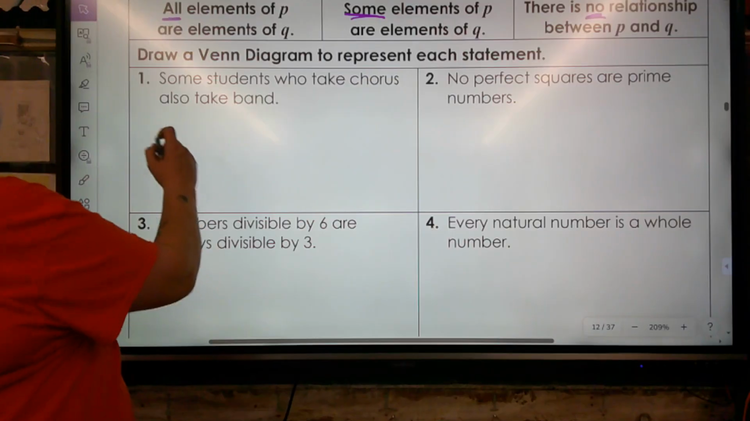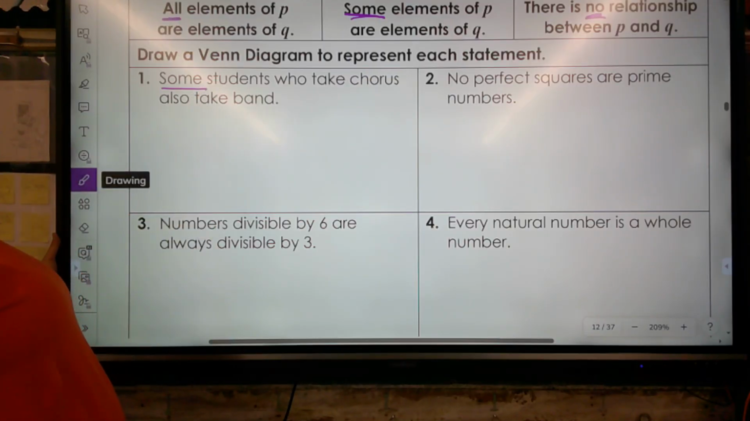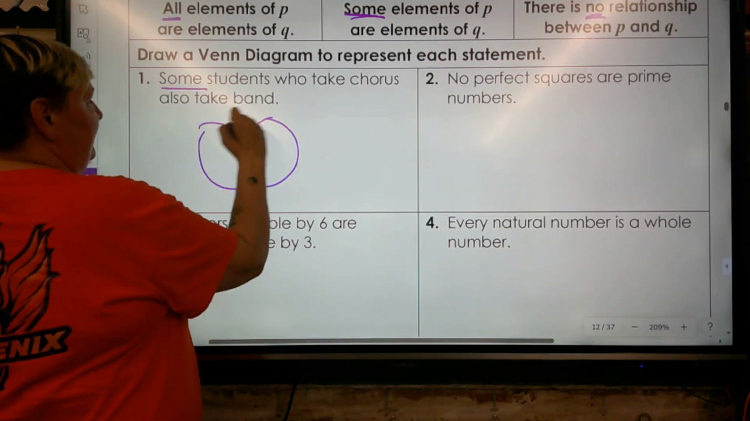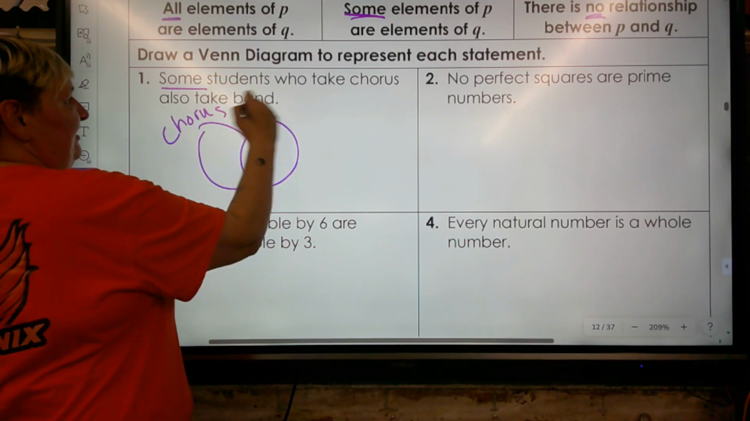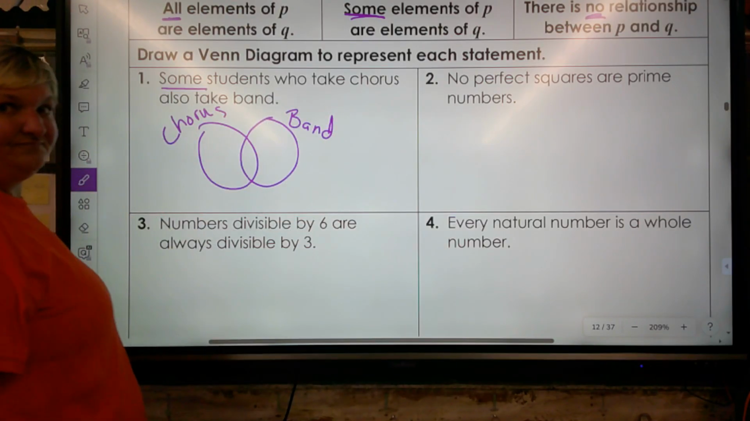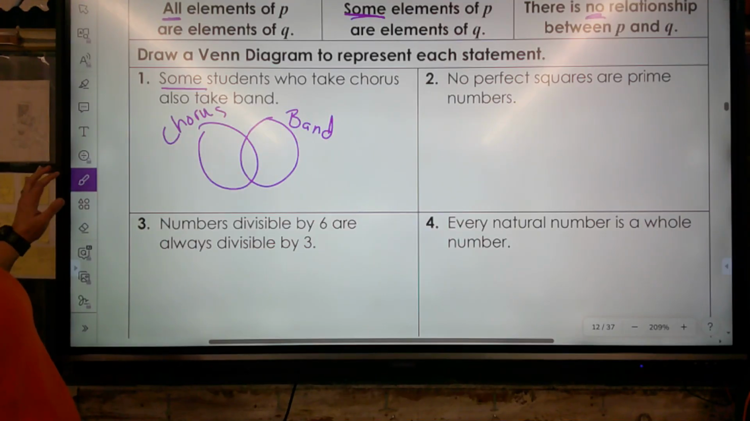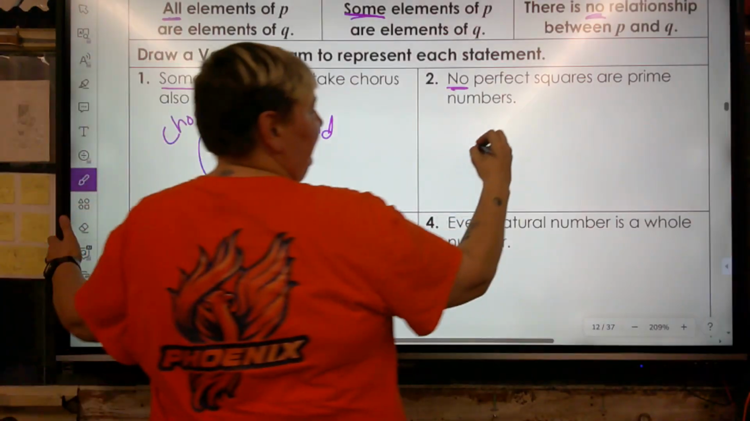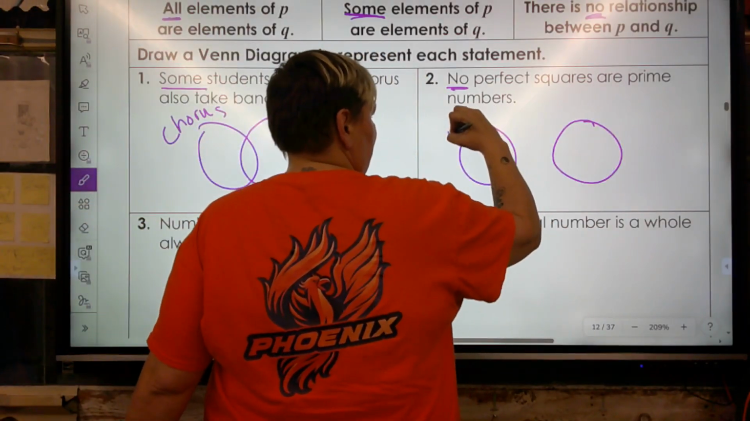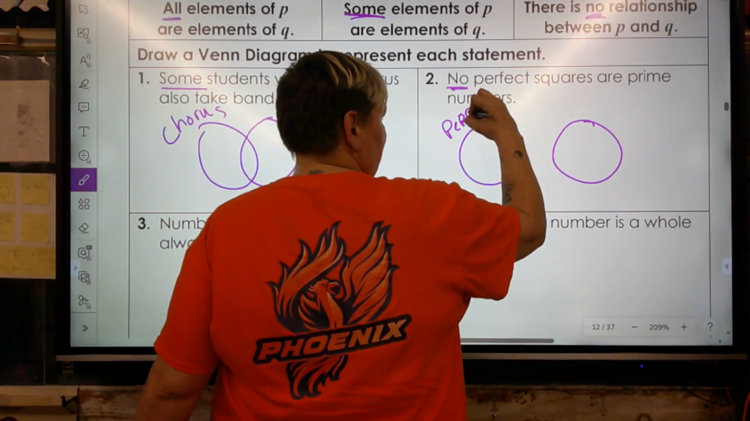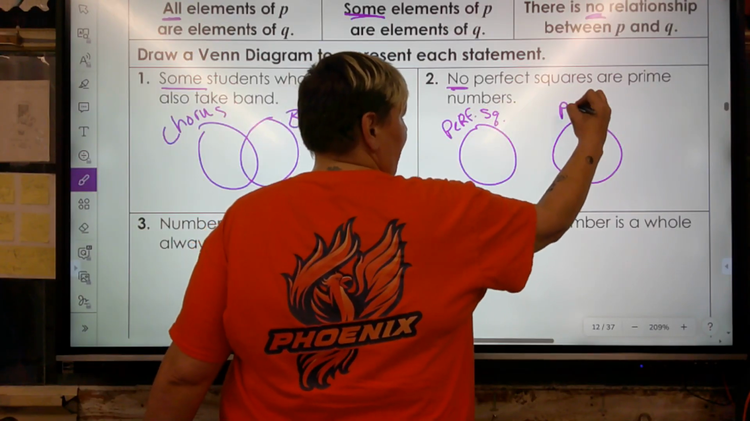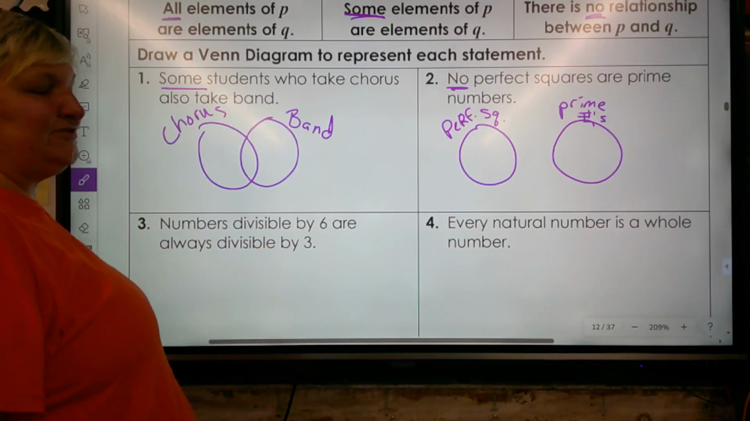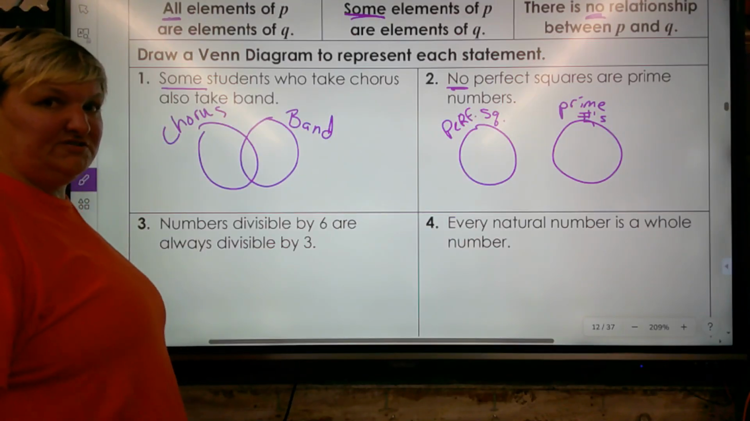Right, so some students who take chorus also take band. Some is your second graph, the one that overlaps a little bit, and you have chorus and you have band. No perfect squares are prime numbers. That's your third chart, right? There are 2 separate concepts. There are perfect squares and there are prime numbers, but there are none that overlap. There are no prime numbers that are perfect squares, and there are no perfect squares that are prime numbers, period.